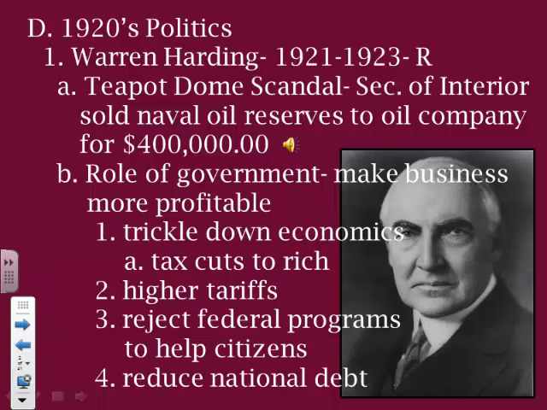Now, they believe the way to make up for this loss in revenue by giving the rich tax cuts was higher tariffs. Tariffs are taxes on imported goods. They wanted to cut federal spending, especially programs to help citizens that had been established through the progressive philosophy, welfare, unemployment, things of this nature. And the ultimate goal would be to reduce the national debt by spending less. Trickle-down economics has been tried many times, and unfortunately, it has never really been all that successful.